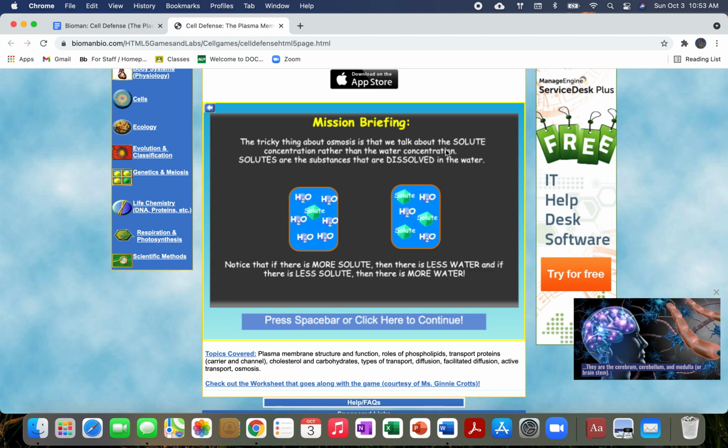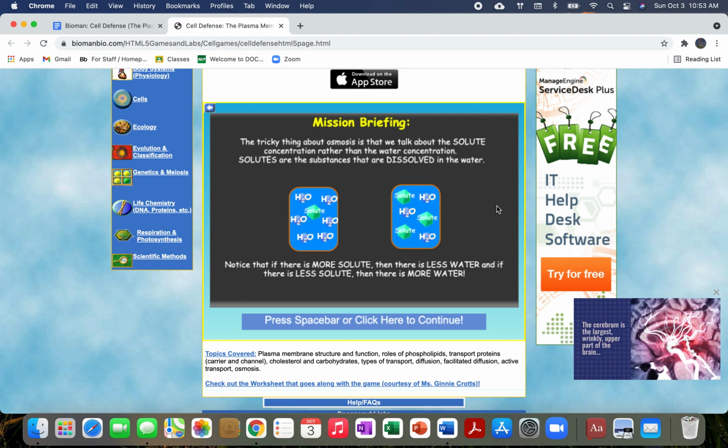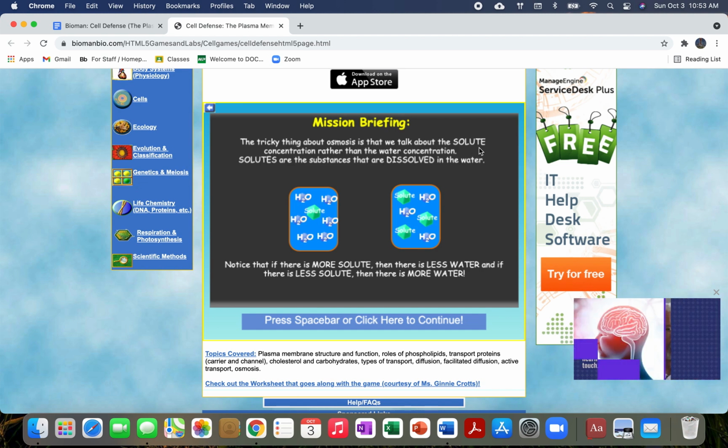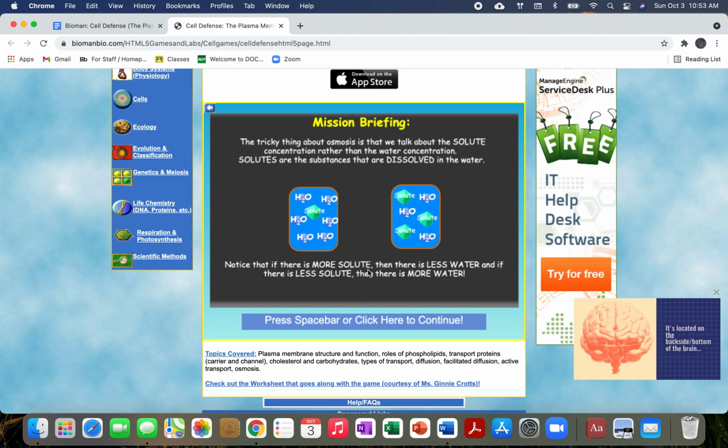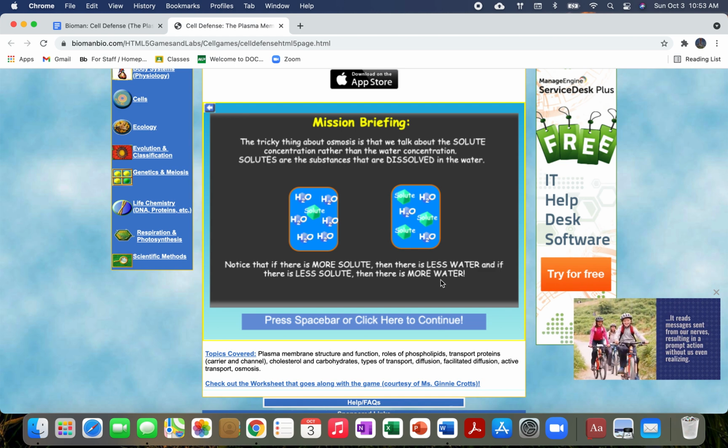Now, when we talk about osmosis, we typically talk about the concentration of the solute. So something that's dissolved in water, something like sugar water, salt water, any other things that are dissolved in water. The concentration of the solute is directly related to the concentration of the water. If there's more solute, so if you have a lot of salt in the water, that means you have less water. And if you have less solute, so if you have a little teeny tiny bit of salt, that means you have a lot more water.